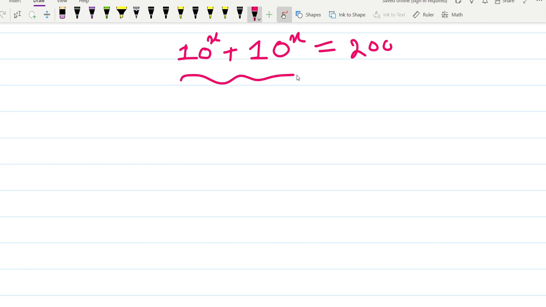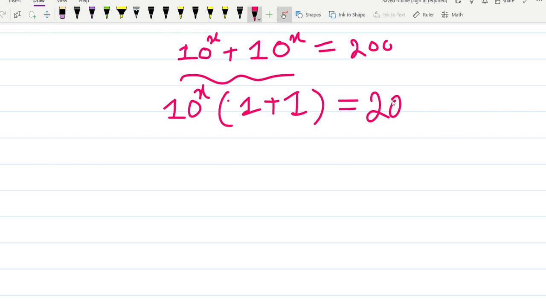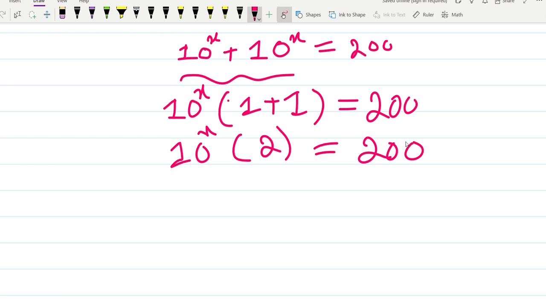Okay. So now we can take common here. Okay, both are same, so take common. If you take common 10 power x, then here 1 plus 1 is equal to 200. So 10^x into 2 is equal to 200.